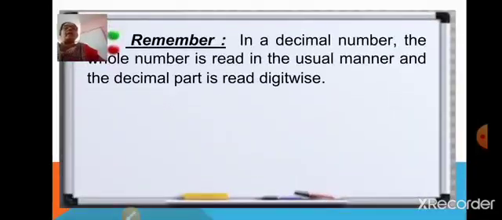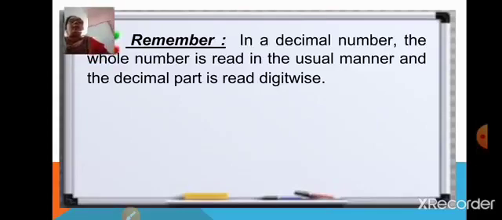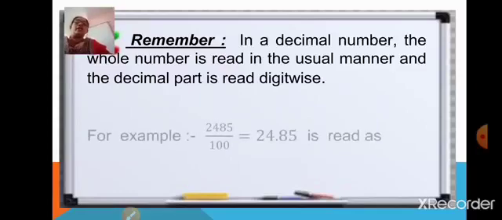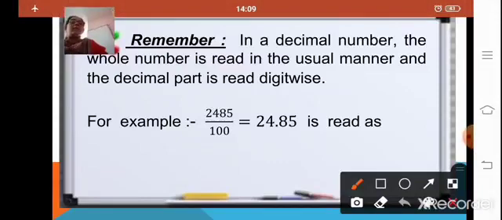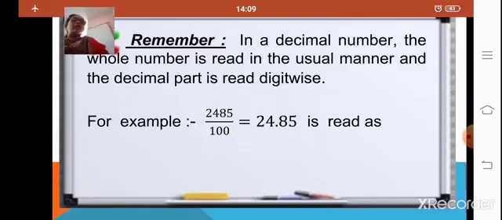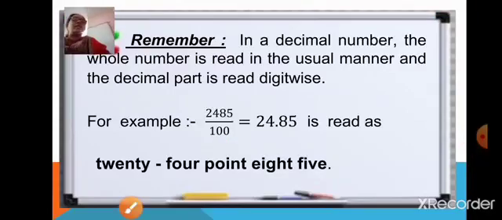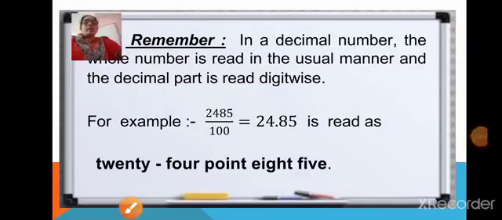Always remember that in a decimal number, the whole number is read in the usual manner and the decimal part is read digit wise. For example, if I write 2485 upon 100, when you write it as a decimal number, it becomes 24.85. Here there are 2 zeros, so after 2 places you will put a point. And it is always read as 24.85 and not 24 point 85.